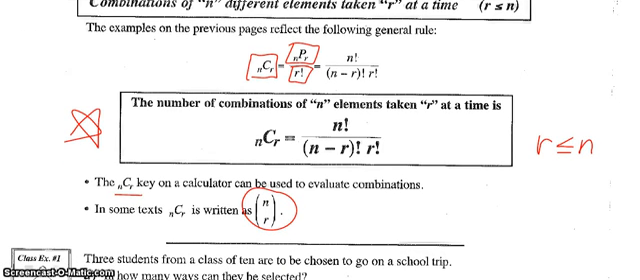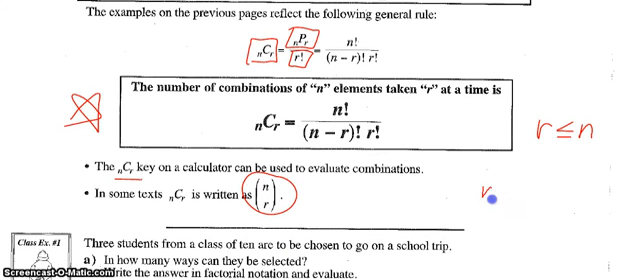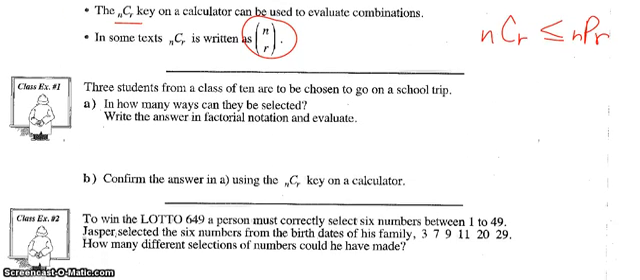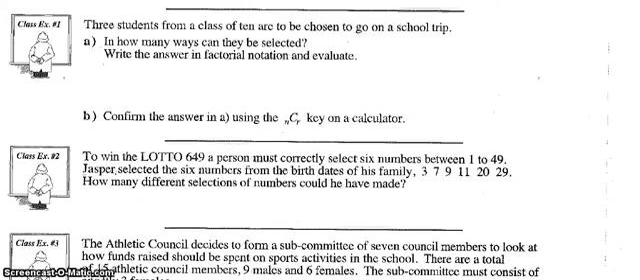And also the combination number will always be less than or equal to the permutation number. It's usually mostly less than. They can be equal if they both equal 1 in some cases. Anyway, let's look at some examples. Then you know how to apply it.